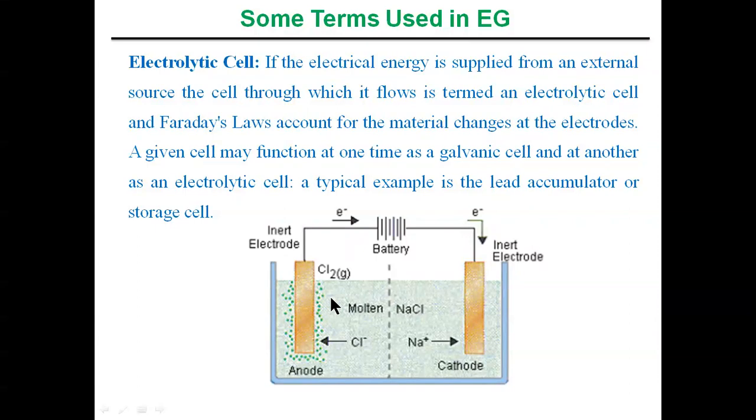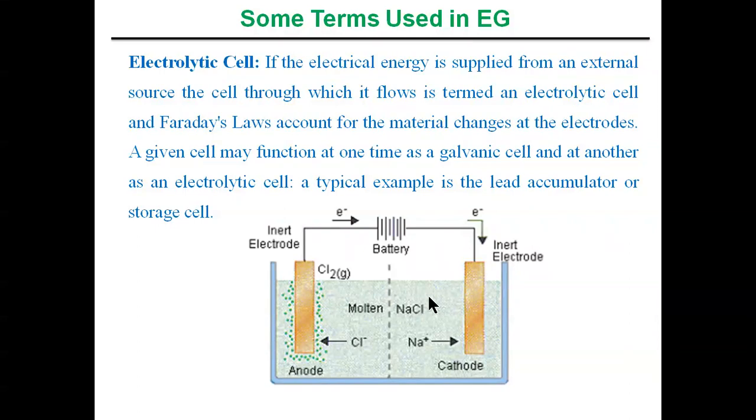A given cell may function at one time as a galvanic cell and at another time as an electrolytic cell. One time it is acting as a galvanic cell and another time it is acting as an electrolytic cell. The typical example is the lead accumulator or storage cell.